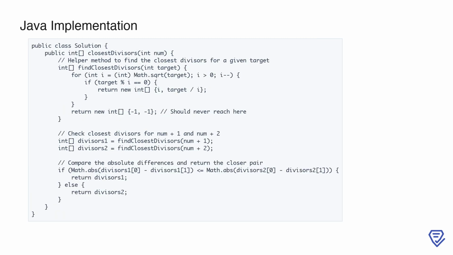This is the Java implementation of the LeetCode problem number 1362, closest divisors. The logic mirrors the provided Python solution, with adjustments for Java syntax and conventions. The closest divisors method computes the closest divisors for numbers number plus 1 and number plus 2 using a helper method. It then compares the divisor pairs based on the absolute difference between their values. Key differences include explicit type declarations, the use of Math.sqrt for square root computation, and array handling in Java.